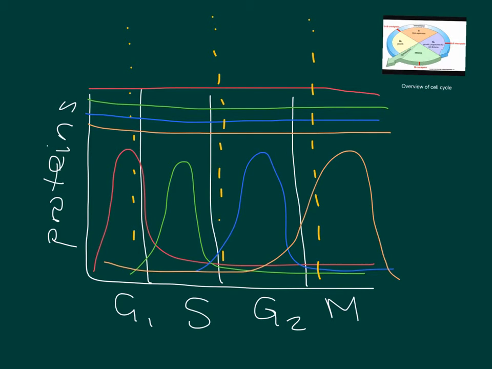So, here's a graph depicting how cyclins control kinases. Right here are the kinases. These dotted structures are the checkpoints. Here are the different phases of the cell cycle. And this structure right here is representing the cyclins of each cell cycle phase.